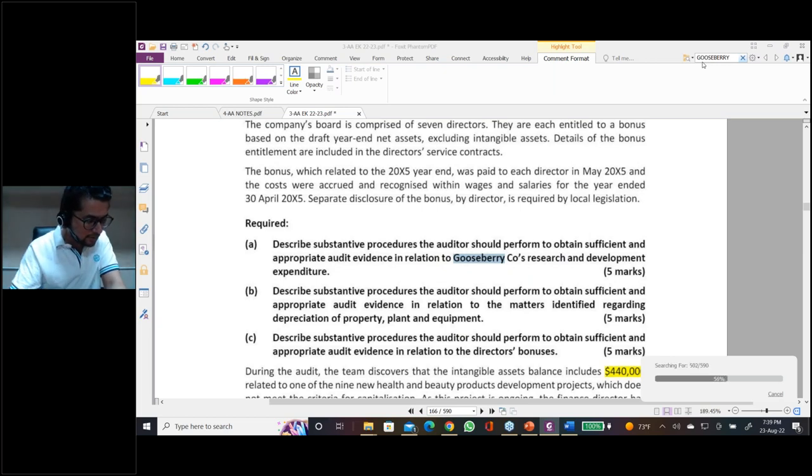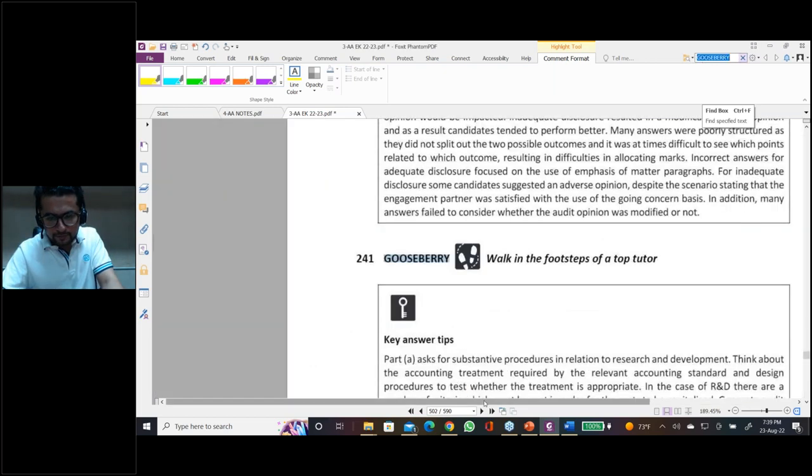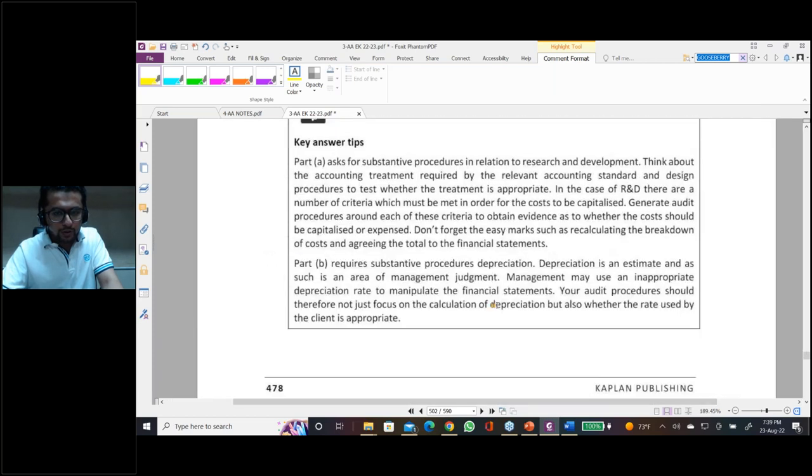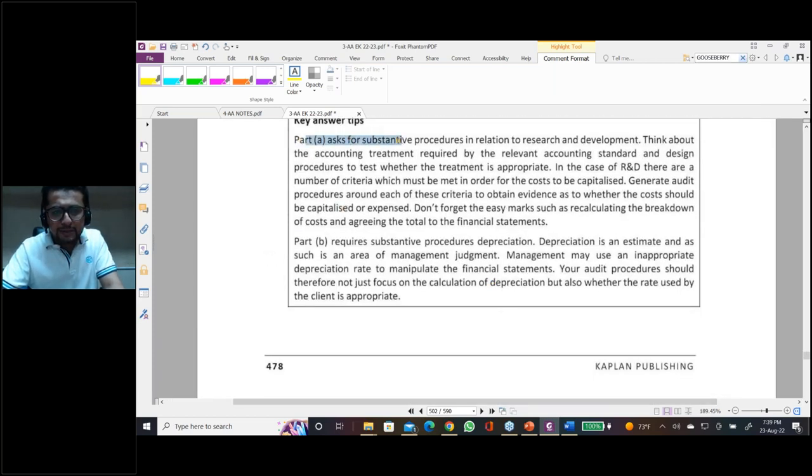How to develop the answer? Okay, here it is. Part A asks for substantive procedures in relation to research and development. Think about the accounting treatment required. Think about what IAS 38 says. We all know when it comes to research and development, the criteria is very strict. The research cost needs to be expensed out. Development cost could be capitalized provided the criteria is fulfilled. So don't forget the easy marks such as recalculating the breakdown and all that.